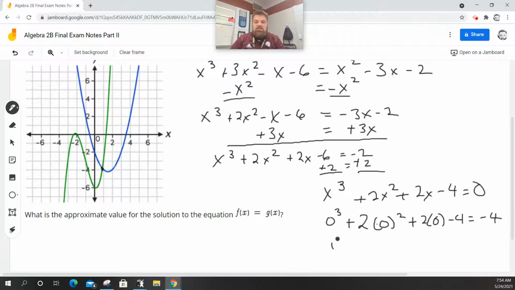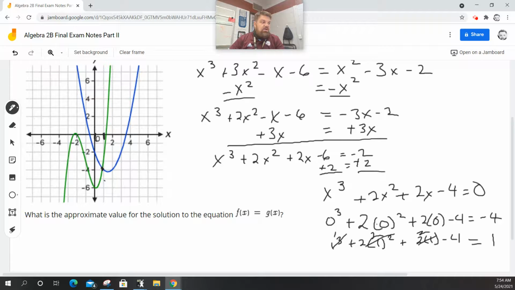Then I'm going to evaluate it at 1. So I've got 1 cubed plus 2 times 1 squared plus 2 times 1 minus 4. And I'm choosing between 1 and 0 because it's right here. So this is 1. This becomes 2 because 1 squared is 1, 1 times 2 is 2. This becomes 2. This becomes 1. 1 plus 2 plus 2 is 5 minus 4 is 1. So I've got negative 4 and positive 1.